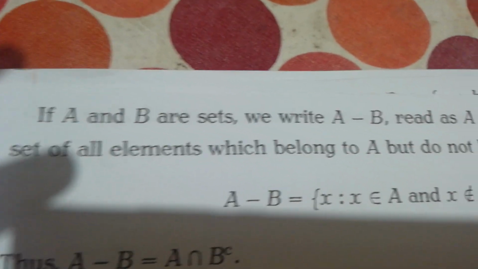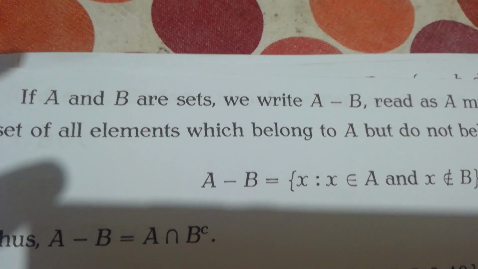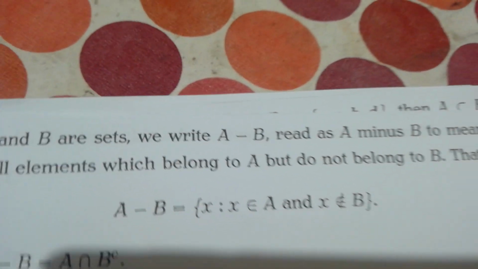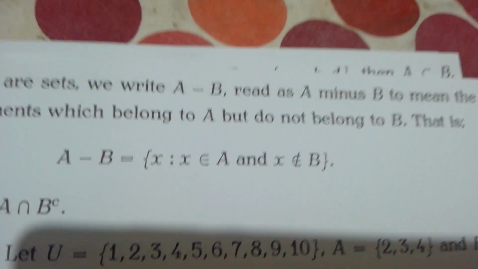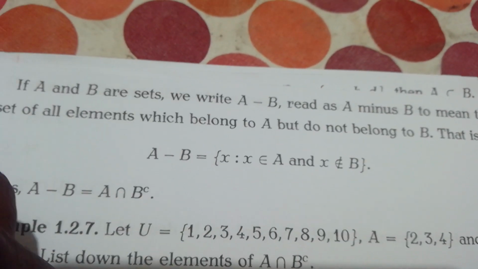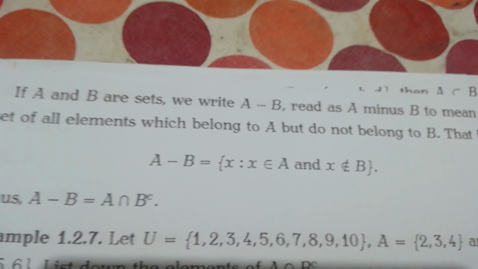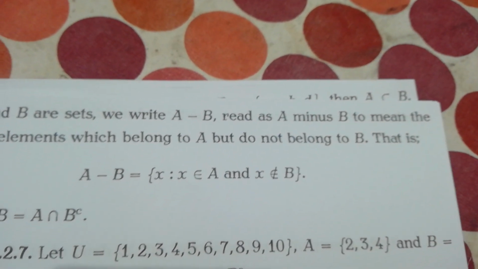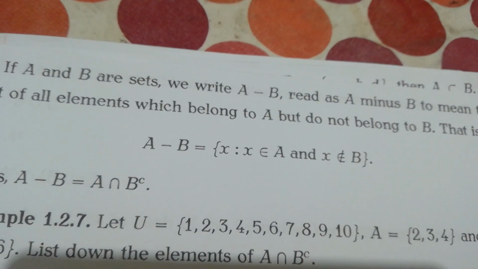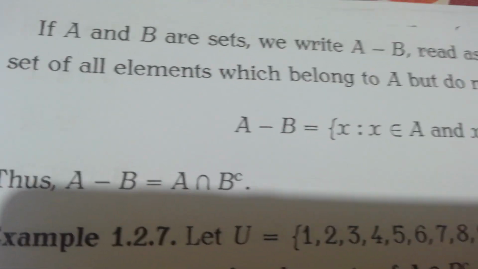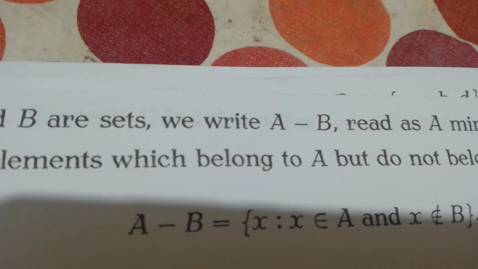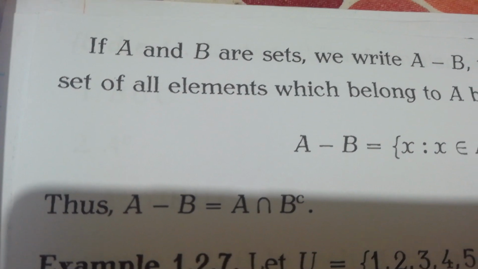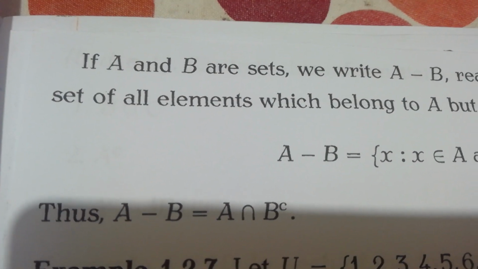Alright, so if A and B are sets, we write A minus B, read as A minus B, to mean the set of all elements which belong to A but do not belong to B. Before we look at this set builder notation, I want us to understand this. So what they mean, A minus B, is the same as A intersection B complement.